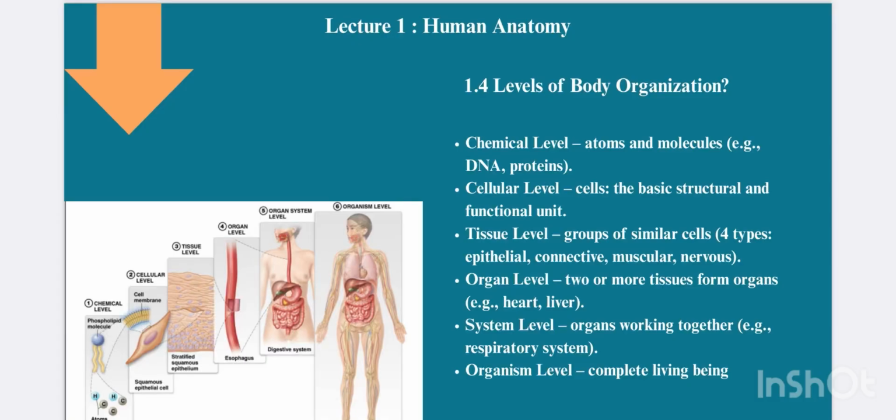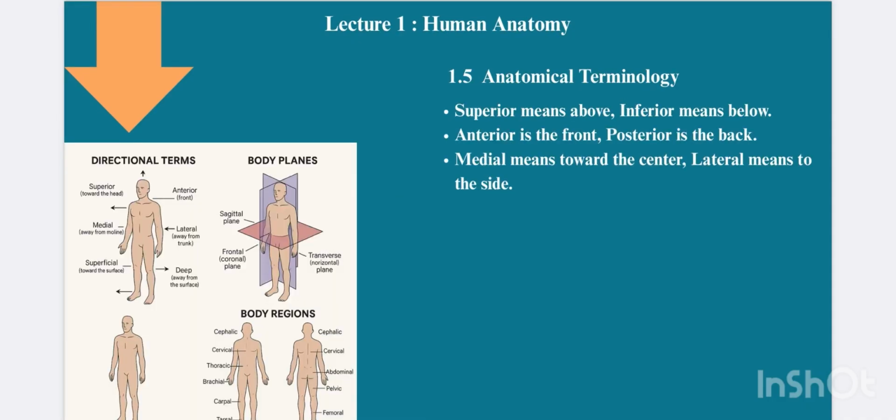Next, now levels of body organization. Our body is built like a well-structured building. First, there's the chemical level, like atoms and molecules. Next, cellular level, cells, the basic structural and functional units. Then tissue level, groups of similar cells, which are of four types: epithelial, connective, muscular and nervous. Then organ level, where two or more tissues form organs, for example heart, liver. Then system level, organs working together like the respiratory system. And then organism level, the complete living being.